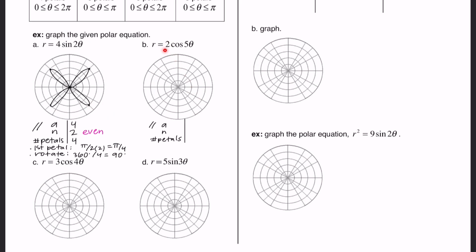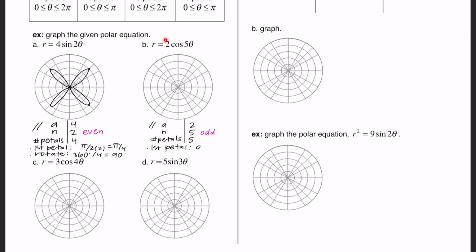All right, so a is the front number, so a is 2, and n is 5. 5 is an odd number, so that means it's going to have 5 petals. So one more time, if n is even, then you have double that number of petals. If n is odd, you have the same number of petals. Next, we're going to glance back at the equation. It's a cosine, and cosine's first petal is going to start at 0. So first petal starts at 0, so we'll start right here.